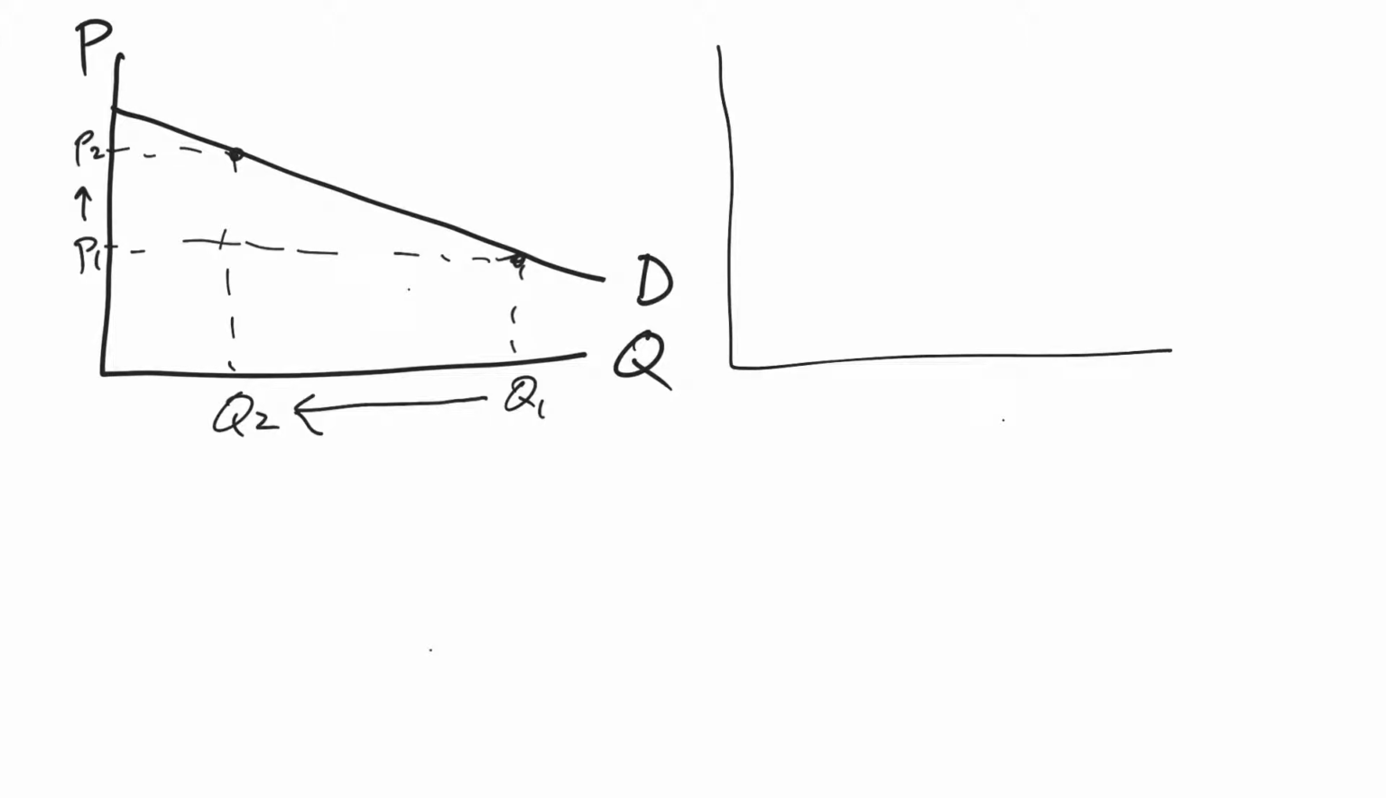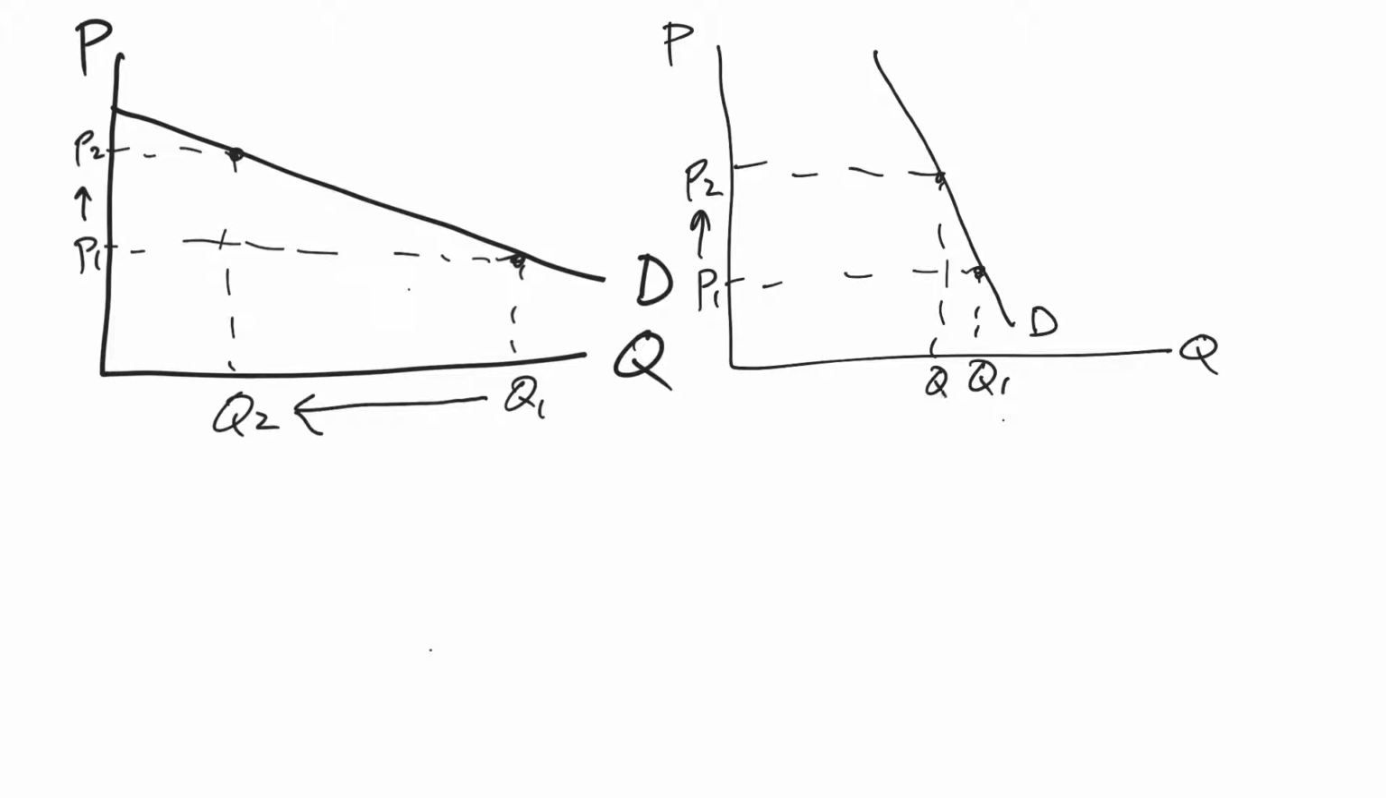Here we have another demand curve. Downward sloping, law of demand. And if price goes from P1 to P2, we see again that quantity demanded falls from Q1 to Q2.